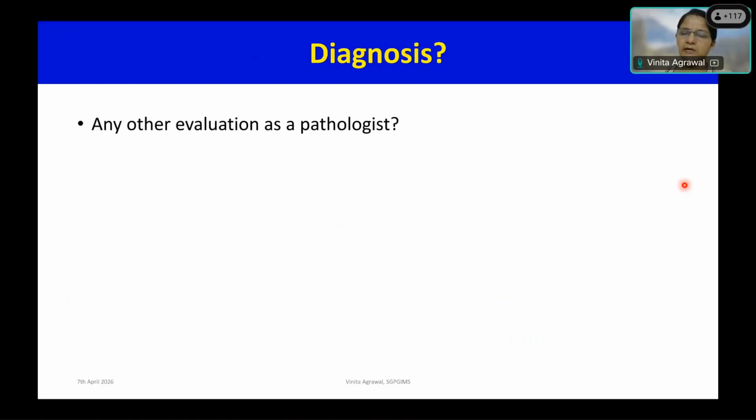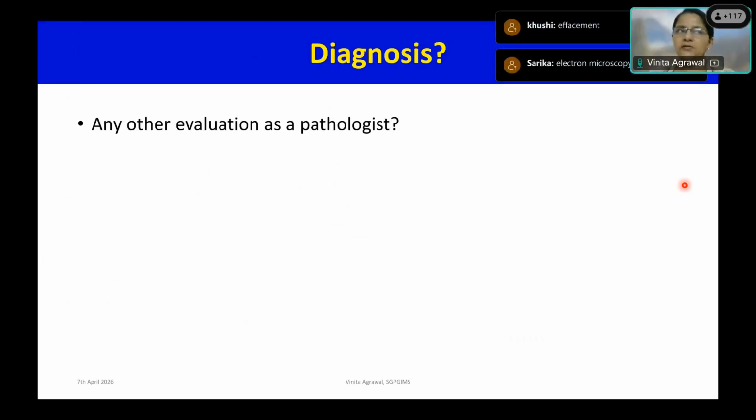Any other evaluation as a pathologist? I showed you normal appearing glomeruli with tubular atrophy. What will you do next? Electron microscopy. What do you want to see on electron microscopy? Diffuse podocyte proliferation. Podocytopathy. Okay, you want to look at podocytopathy. So what do you expect if you are thinking of minimal change disease?